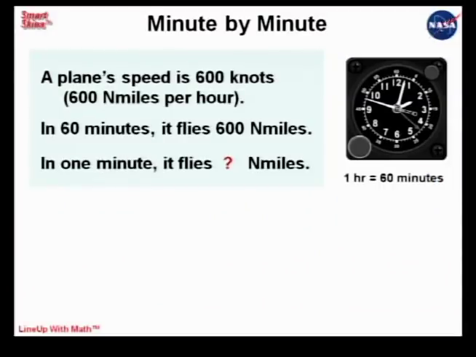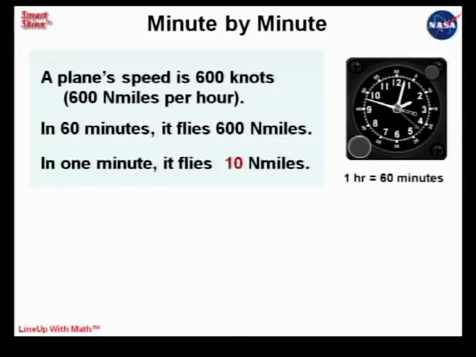Remember that each of our planes started flying at 600 knots. That's 600 nautical miles per hour. So in 60 minutes, 1 hour, the plane flies 600 nautical miles. In 1 minute, the plane flies 1/60th of that distance. 600 divided by 60 is 10. So in 1 minute, a plane at 600 knots is flying 10 nautical miles.